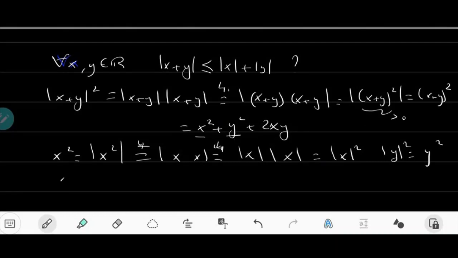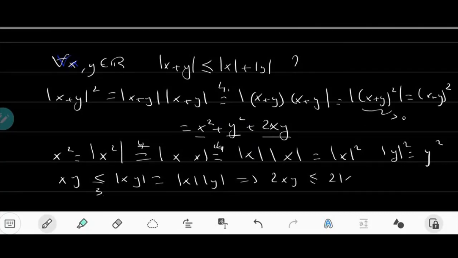And then I have the xy. xy, in fact, is less than or equal to its absolute value, and this is due to property number 3, of course, which is equal, due to property number 4, to the absolute value of x times the absolute value of y. Which means that the 2xy that I have in here is less or equal to 2 times the absolute value of x times the absolute value of y.